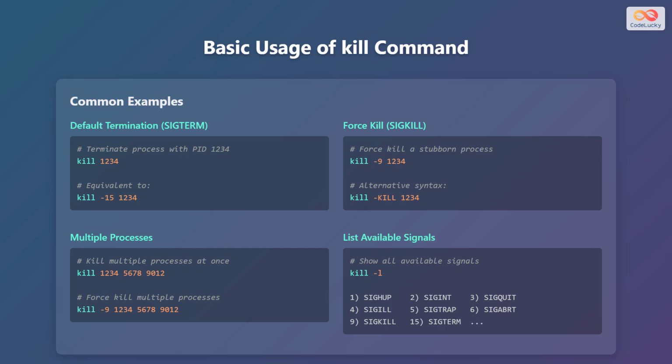To kill multiple processes at once, simply provide multiple process IDs to the command. For example, kill 1234 5678 9012. To force kill multiple processes, use the -9 option followed by the list of process IDs. Finally, to see a list of all available signals, type kill -l. This will output a list of signal names and their corresponding numbers.